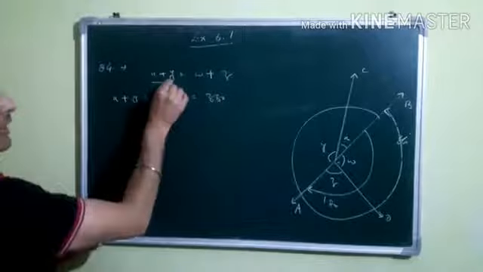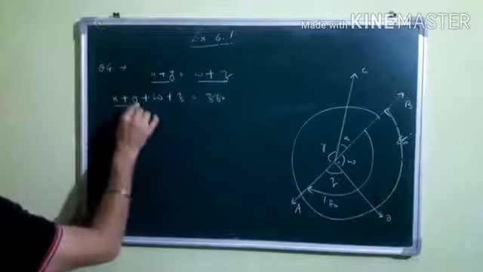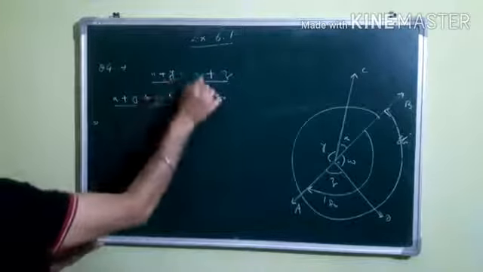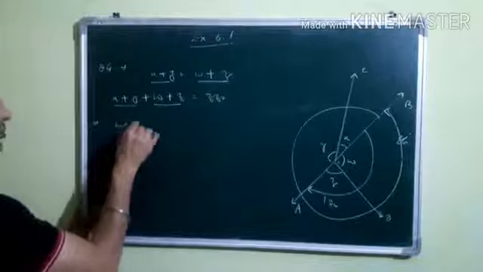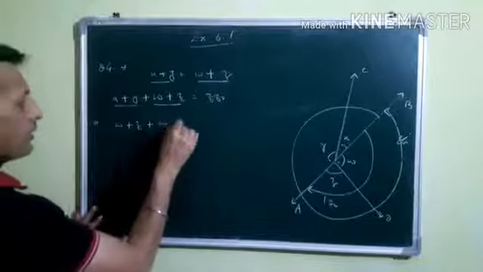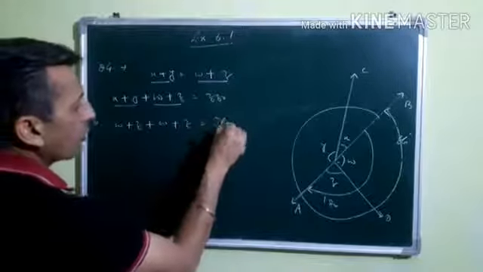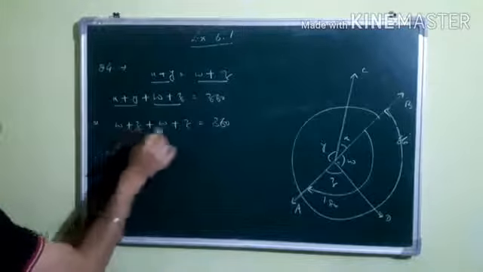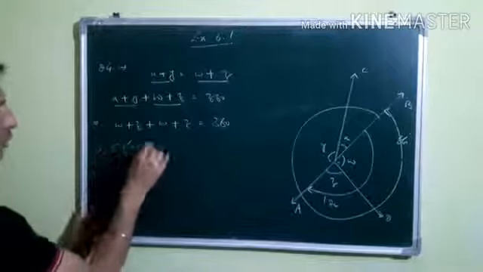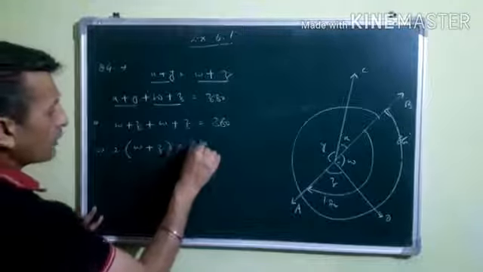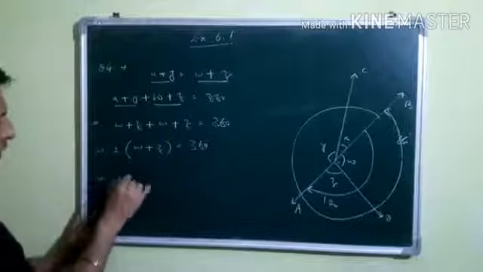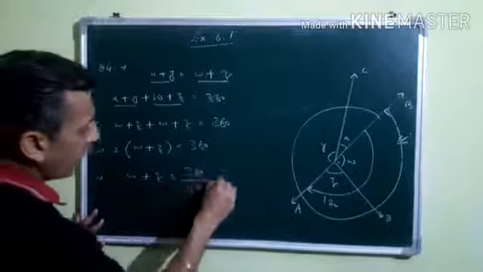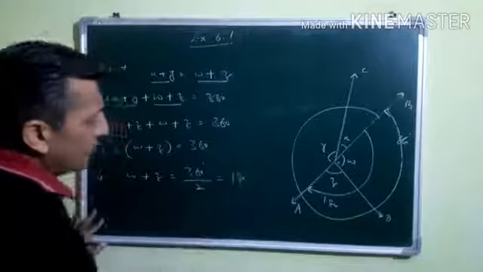But it is given that both parts are equal, so you can replace either x plus y or w plus z. I am going to replace x plus y with the value w plus z. Because both are equal, you can write w plus z plus w plus z equal to 360 degrees. Now it is clearly 2w and 2z, so 2 times w plus z is equal to 360 degrees. So w plus z is equal to 360 degrees upon 2, and that gives the value 180 degrees.